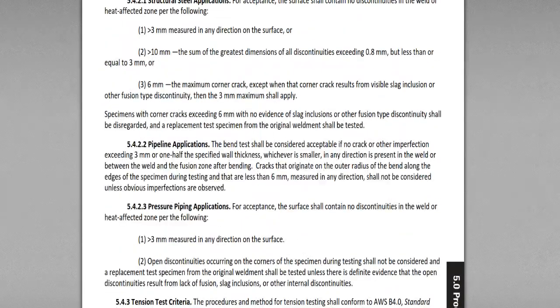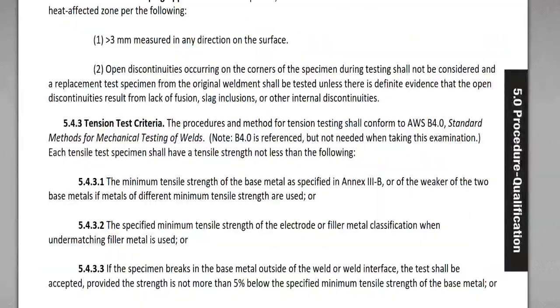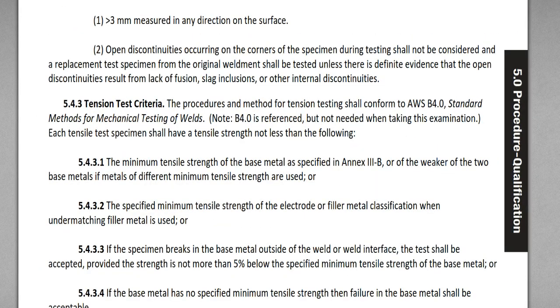This bend test criteria is very important because more than 5 questions are on this bend test criteria. So read this bend test specimen criteria carefully and practice how to solve these questions. And tension test criteria, I'm going to stop here, and I will cover tension test criteria in the next lecture. Thank you for listening to my lecture. I'll see you next time.